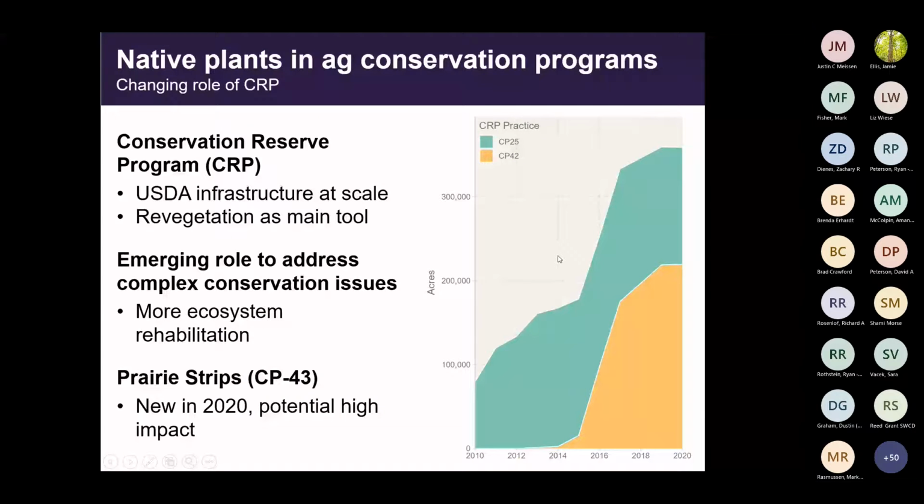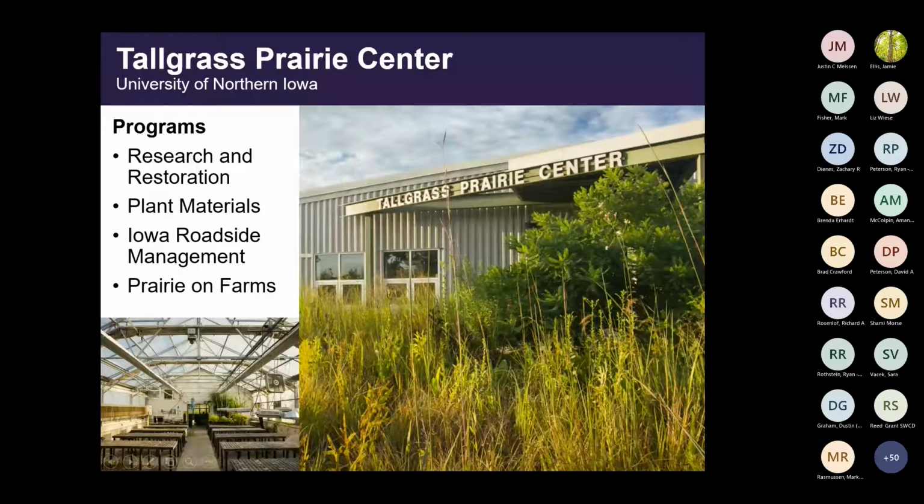So to start off, just a brief introduction to the Tallgrass Prairie Center. We're an organization based out of the University of Northern Iowa, and our mission is to empower people to value and restore resilient, diverse tallgrass prairie. The center was born out of Iowa's native roadside vegetation program back in the 1990s, and since then, it's grown in scope to multiple programs.